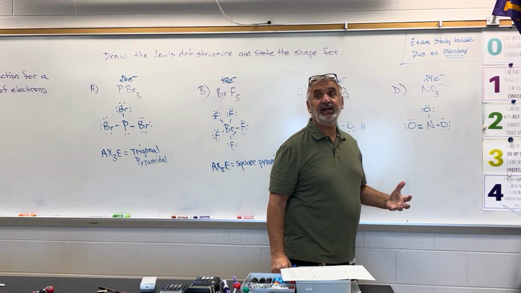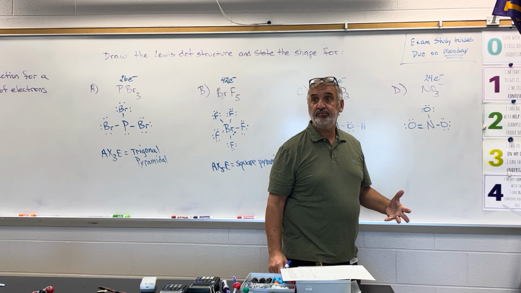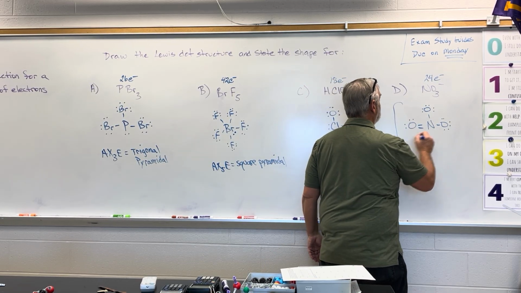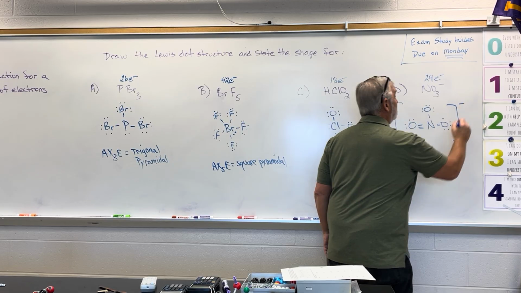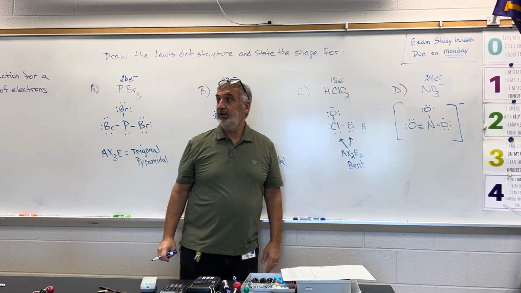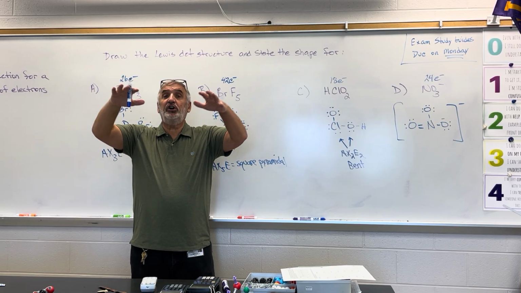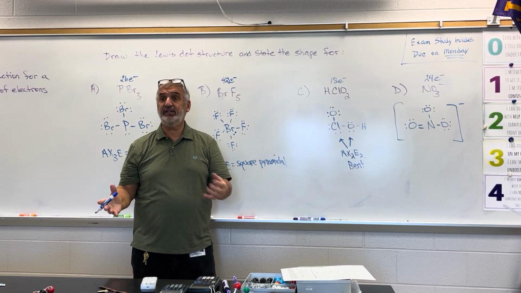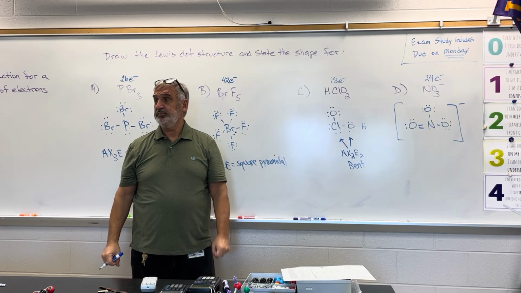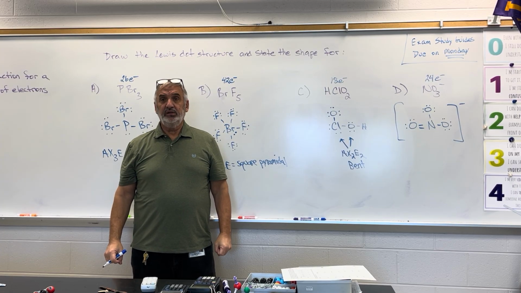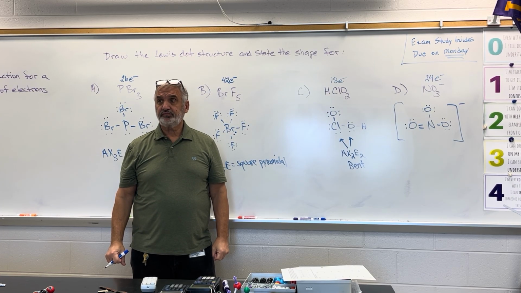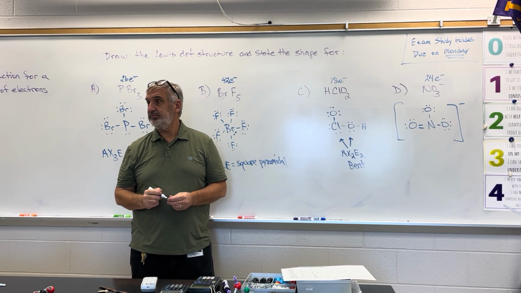Now because it's an ion, what do I need to do with it? Put it in a bracket with the charge on the outside. Okay? Put it in brackets with the charge on the outside. That just tells me the negative charge is evenly distributed on the whole thing. It's not on one particular oxygen. Okay? Can we do this? Yes. Any questions at all about this?